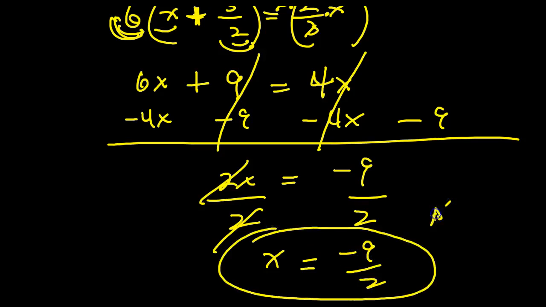Again, no mixed numbers, please. No decimals. No mixed numbers in your final answers at this stage of the game, okay? All right, this concludes section 2.5, solving equations with variables on both sides of the equation.